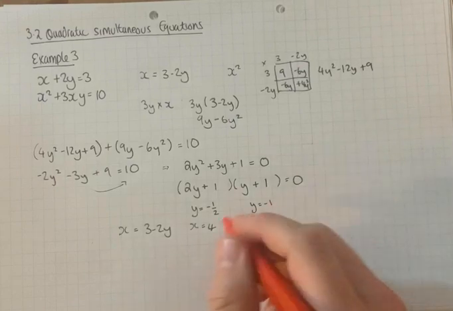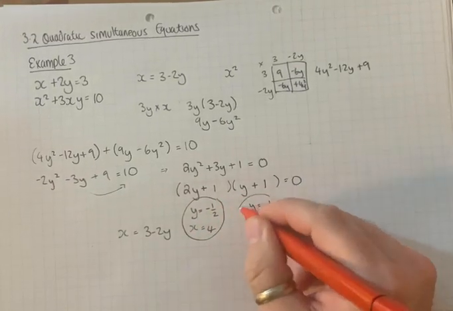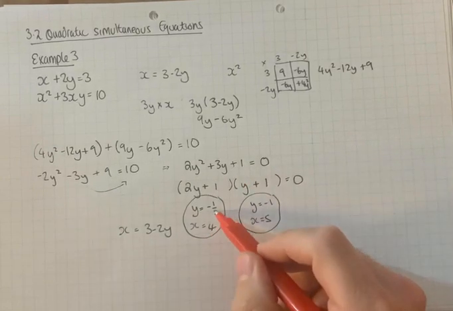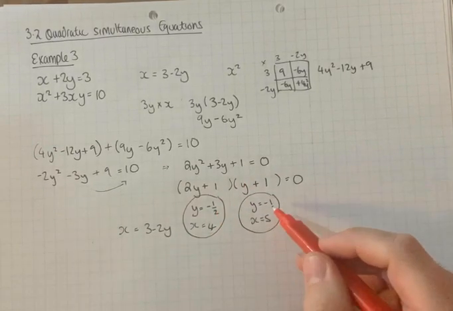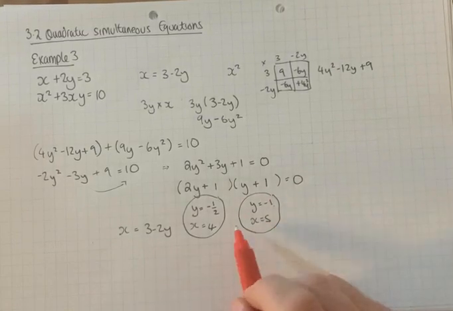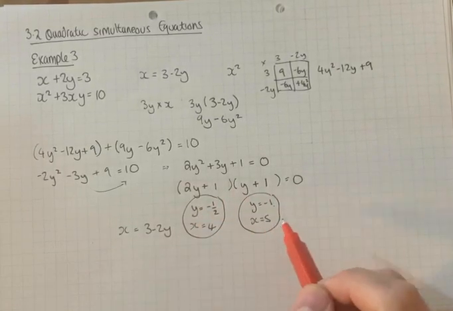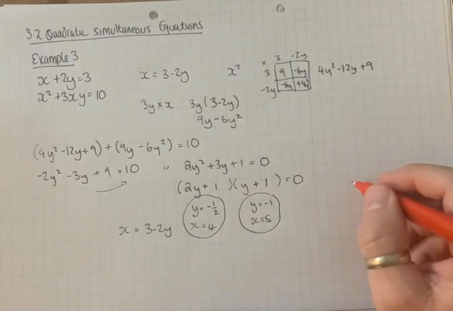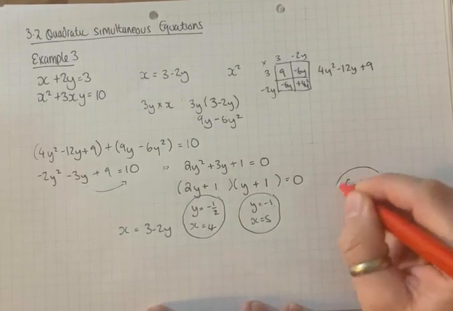So those are the solutions. So x is 4, y is minus a half, and x is 5, y is minus 1. We can write those as coordinates, or just make sure it's really crystal clear which x belongs to which y. Okay, that was the only example for exercise 3B, so crack on with that.